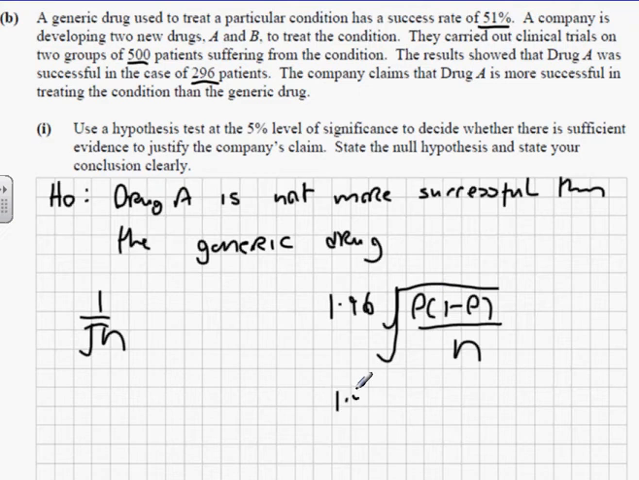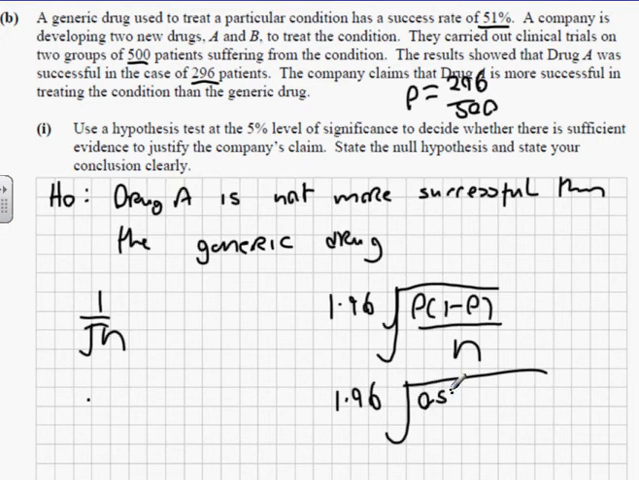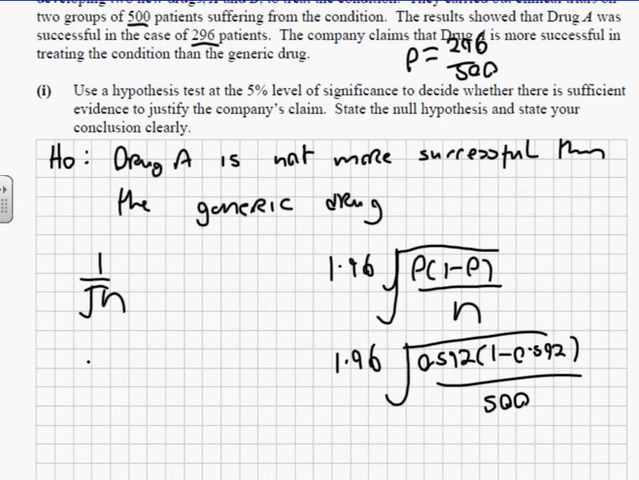So it's going to be 1.96 multiplied by the square root of p(1 minus p) over n, where p is 296 over 500, which is 0.592. So 0.592 times 1 minus 0.592, all over 500, square rooted. That answer should give you 0.043, just check it out for me. Now, will somebody else try 1.96 over the square root of 500? What do we get for both of them?